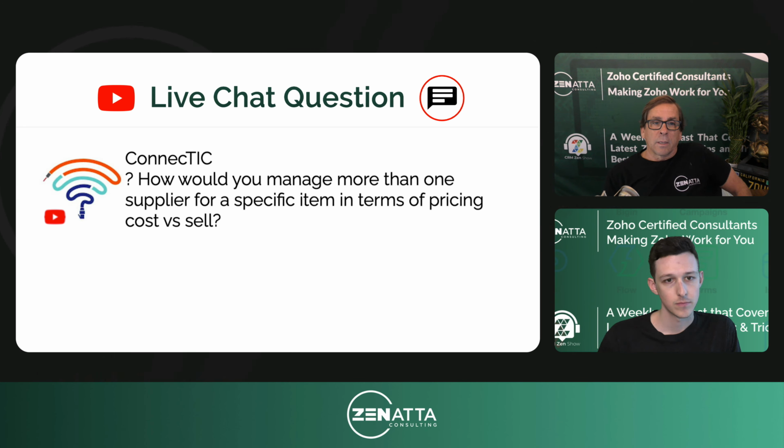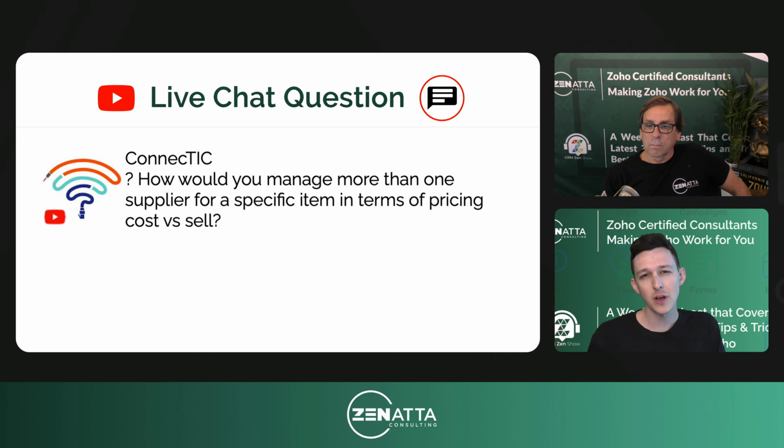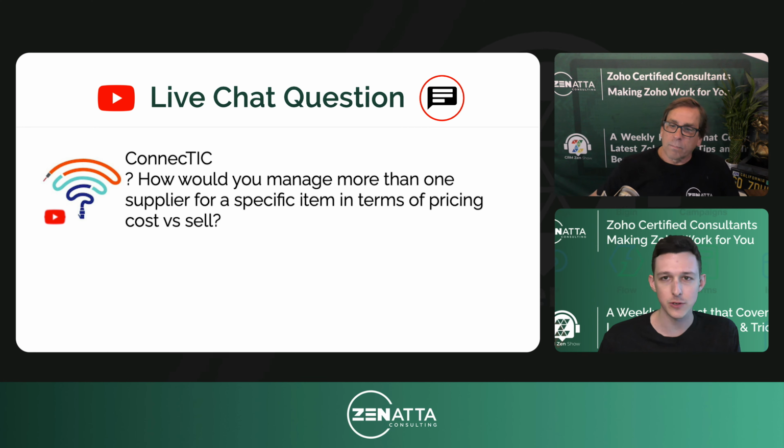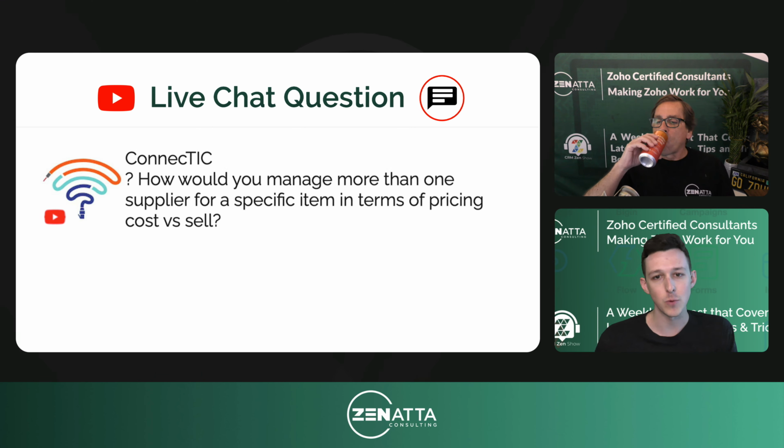All right. And Connectic asks, how would you manage more than one supplier for a specific item in terms of pricing, cost versus sell? Price lists. We didn't dive too much into price lists in this webinar, but you can create either customer or vendor price lists and actually associate one item with multiple vendors on the purchasing side of the house. And you can have different prices, or at least default prices, assigned for the various vendors of one item.